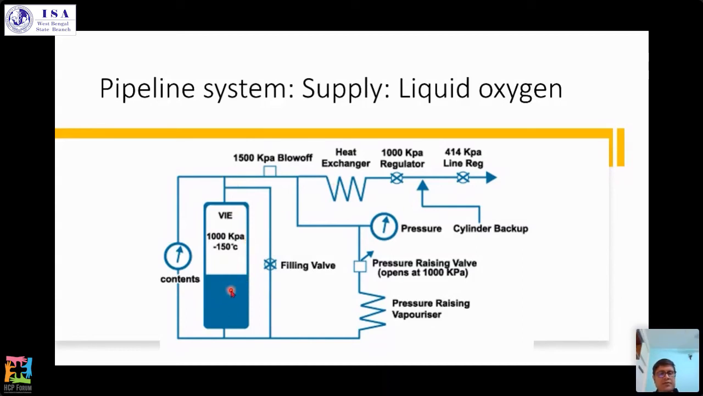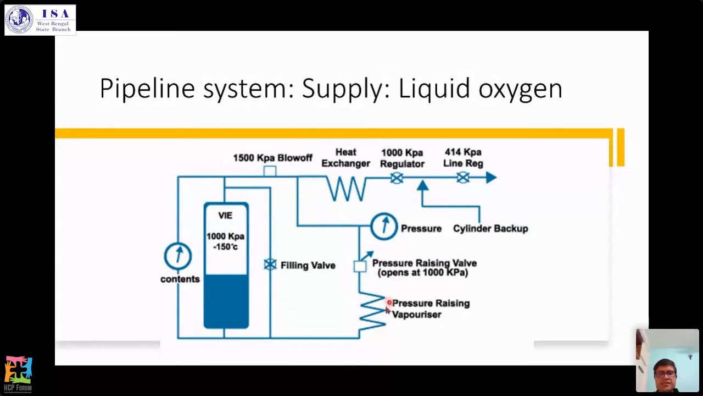Now, if the other thing happens, suppose we have a very high oxygen demand, a lot of oxygen is coming out, and the temperature of this is falling because of loss of latent heat of vaporization. It can so happen that the pressure falls, or we are in a very cold environment, where the ambient temperature may be 5 degrees or 0 degrees or maybe minus 10 degrees. So not much heat is able to come in.